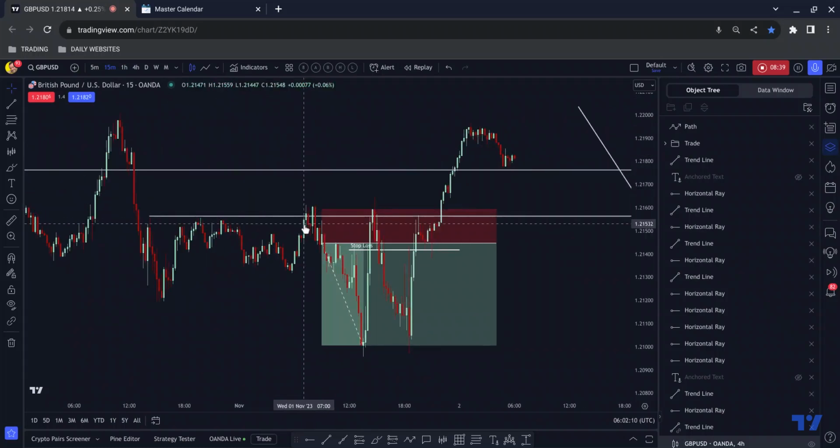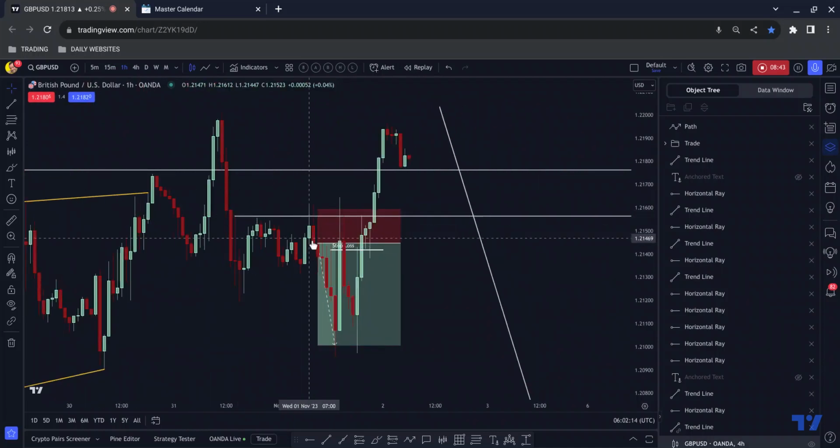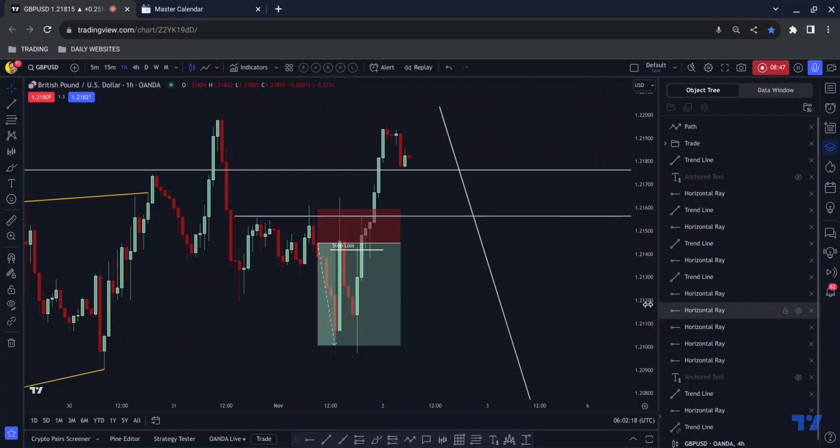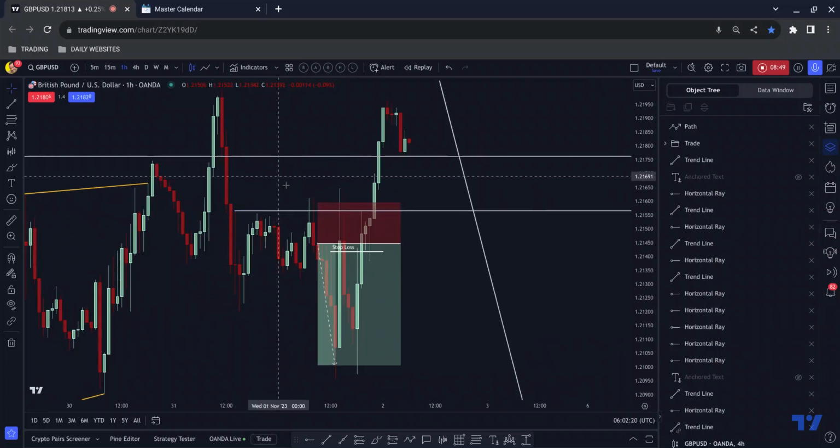I wasn't too sold on this price action here, so what I did is I got short after the close of this red candle here, and I had my stop loss. This is what we call stop cropping.